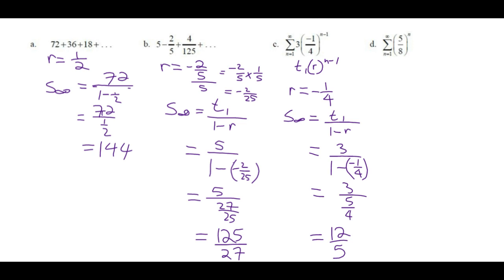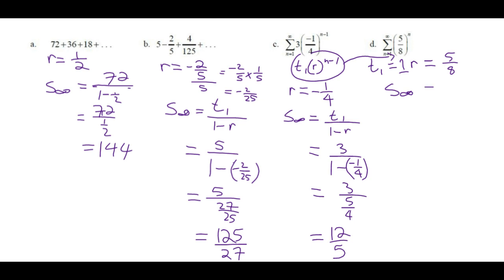And what's next? What's r? What's t1? Better figure that out. So t1 is 1, right? Because there's nothing in front of the r, but it's not nothing in the sense of 0. Therefore it's a 1, because this is still of this form. So t1 is 1. R is 5/8.